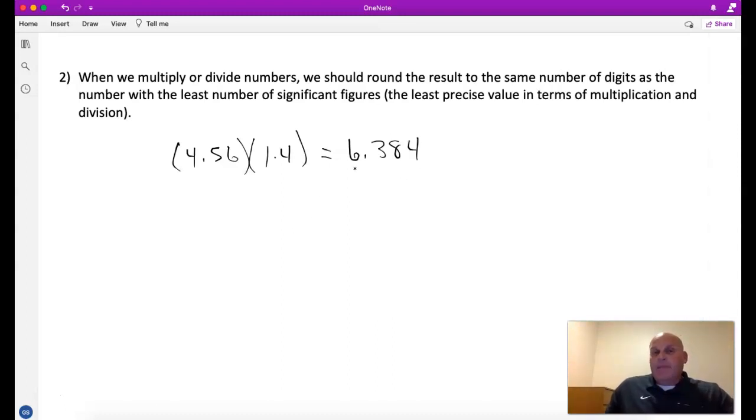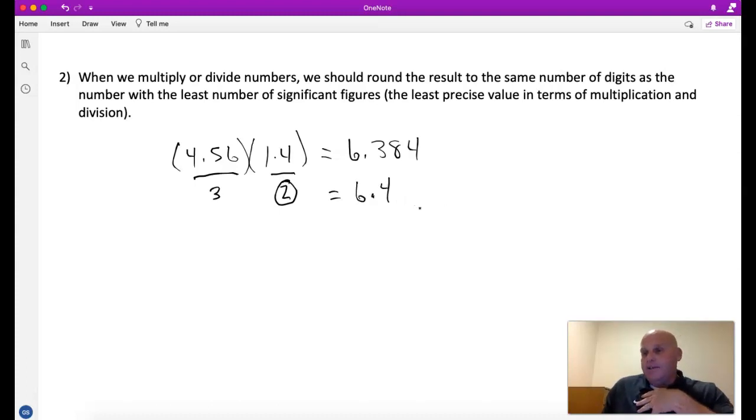Same process. My answer cannot be more precise than the least precise measurement from which it was calculated. Now, in multiplication and division, I'm not looking at decimal places, I'm looking at significant figures. So when I go back here, this is where the rules for significant figures come in. And I quickly look at these two values. This one has 3 significant figures, all non-zero digits. This value has 2 significant figures. So my answer cannot be more precise than the least precise measurement from which it was calculated, must then have only 2 significant figures. So I would record this value as 6.4 as my final answer.